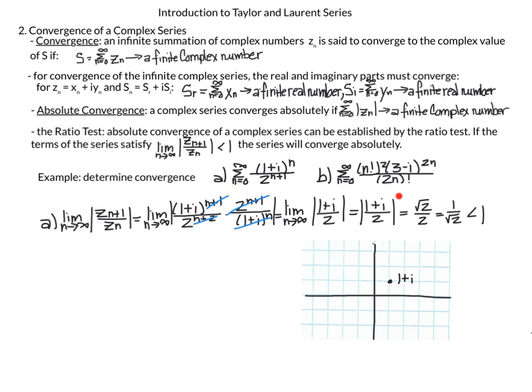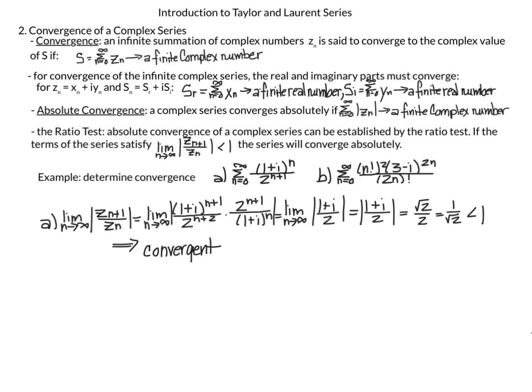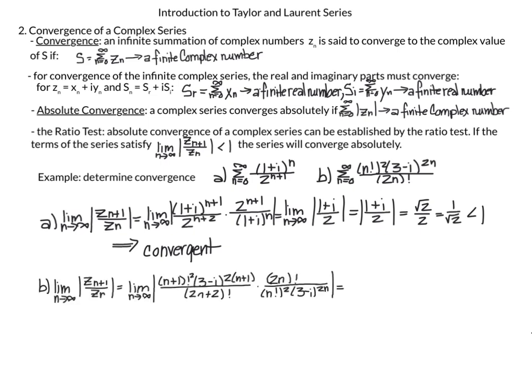And just to remind you why the magnitude of 1 plus i is square root of 2, here I've plotted 1 plus i, right? 1 in the real direction, 1 in the imaginary direction. So the magnitude, the distance from 0, is going to be the square root of 1 squared plus 1 squared, which will give us our square root of 2. And since 1 over square root of 2 is less than 1, that means this series is convergent.